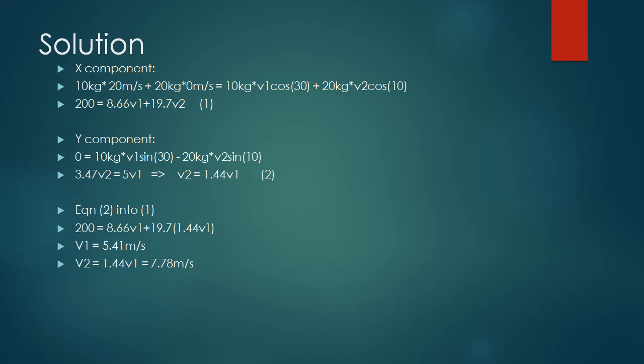Let's substitute equation 2 into equation 1. We get 200 = 8.66 V1 + 19.7 times 1.44 V1. Isolating V1, V1 equals 5.41 meters per second. Solving for V2 using equation 2, since we already have V1, the velocity of ball 2 equals 7.78 meters per second.